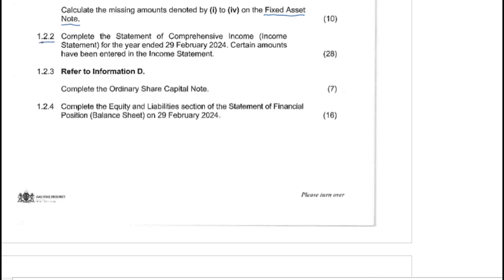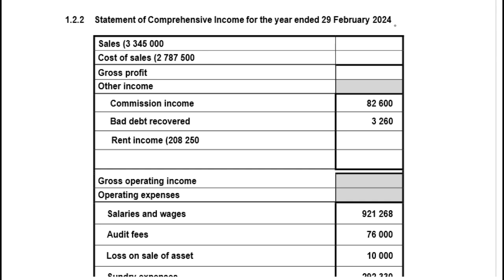Question 1.2.2 requires us to complete the statement of comprehensive income for the year ended 29 February 2024. Certain amounts have been entered in the income statement. So let's have a look at the statement of comprehensive income in the answer book. Here we can see that some values have already been entered.